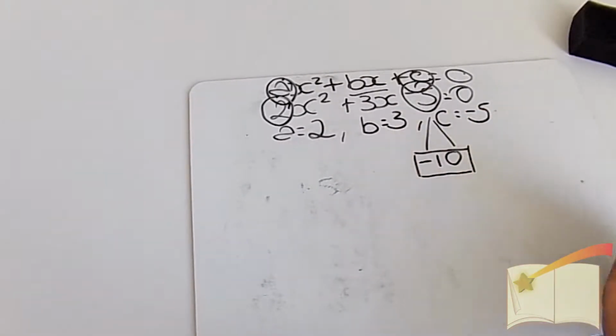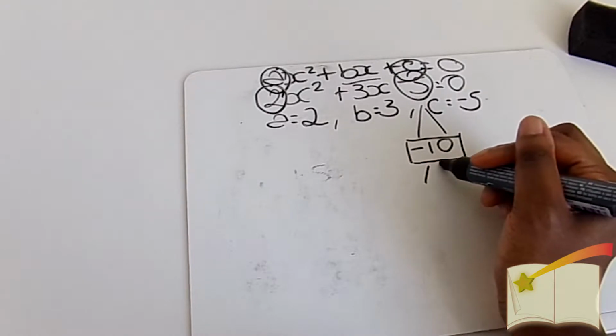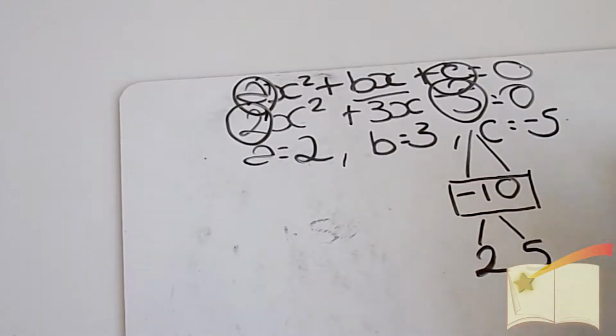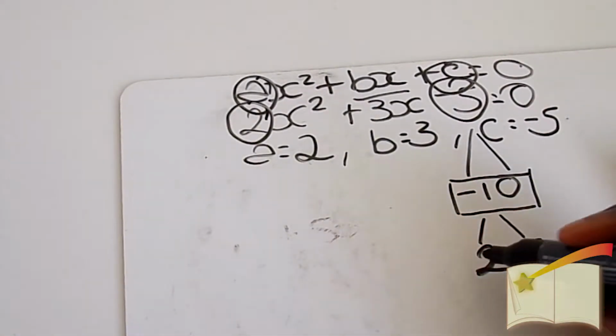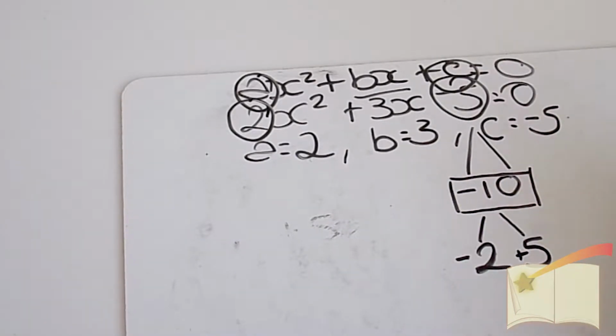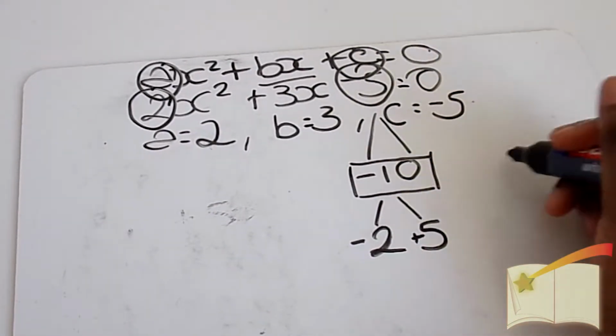So we have 2 and 5. However, we need one of them to be negative. So this will change to minus 2 multiplied by 5 will give you minus 10. We need to also make sure that these two numbers added together will also give us 3. So minus 2 add 5 gives positive 3. These two are the correct numbers.